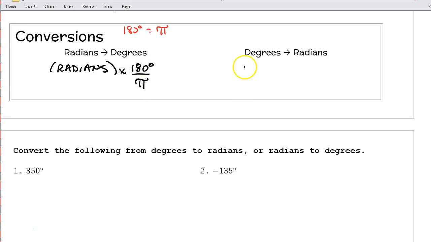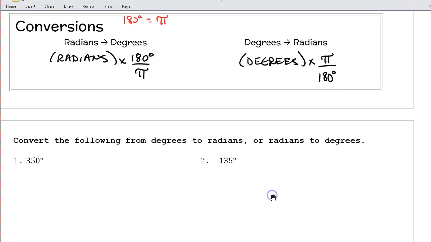Okay, and then to convert from degrees to radians, we're going to take our degree measure and then we're just going to flip-flop this. We're going to multiply by pi divided by 180. So then our degrees over here and our degrees over here will cancel, and we'll just be left with radians.